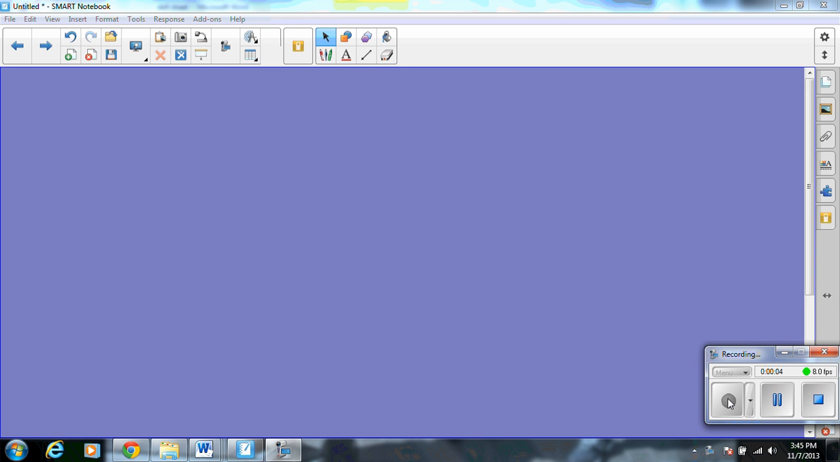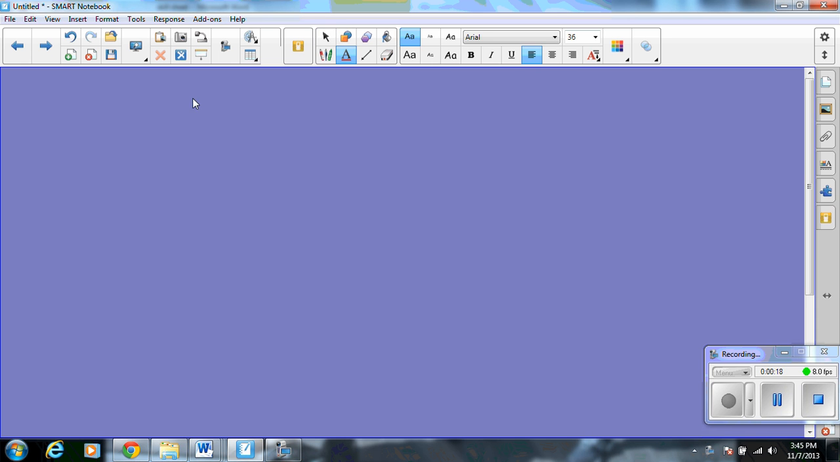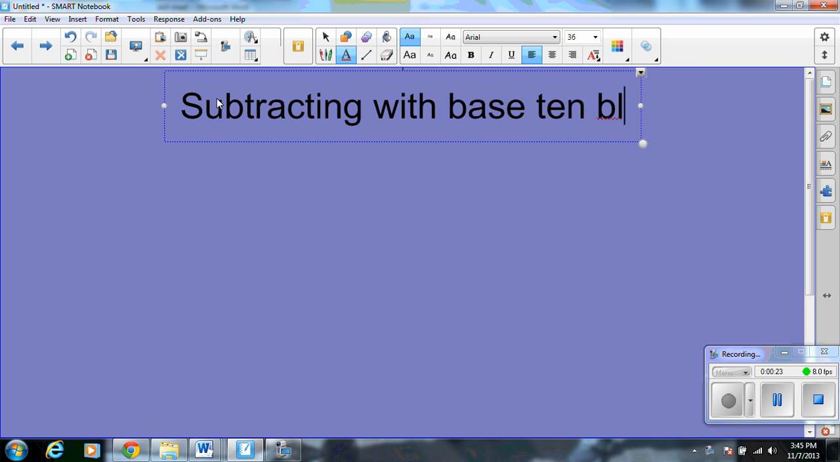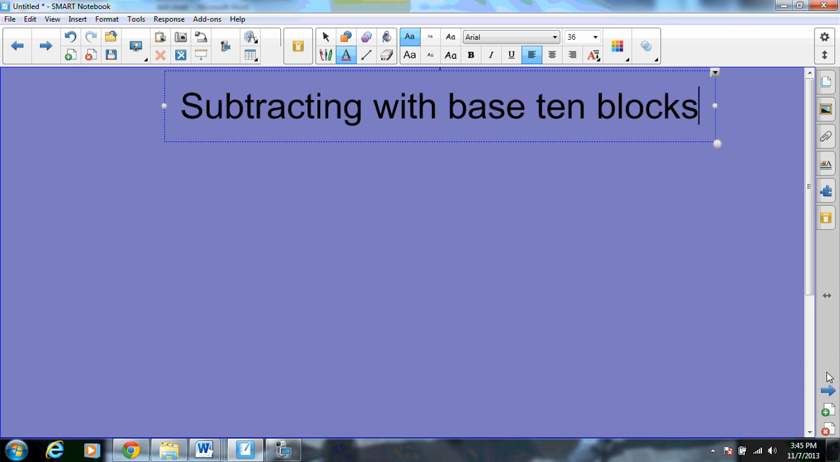Hi, yesterday we talked about adding with base 10 blocks, and I said that I would save subtracting for today. So we're going to do subtracting with base 10 blocks today. We practiced a little bit in class today, and I hope that you're beginning to understand it a little bit better. So we talked about all those things that base 10 blocks was.